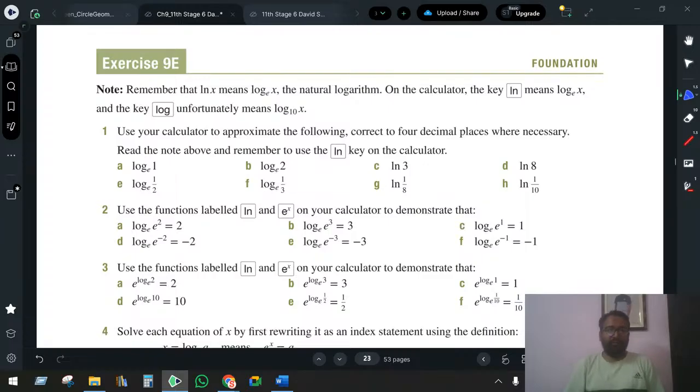So use your calculator to approximate the following, correct up to 4 decimal places, where necessary. Read the note above. Remember that ln key, use the ln key. Can you read this note?